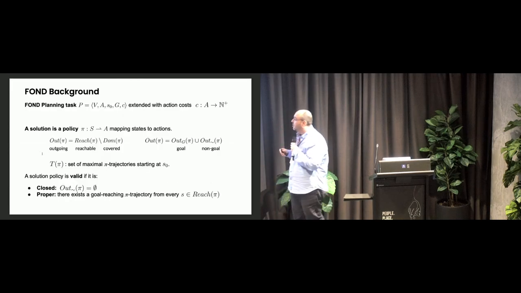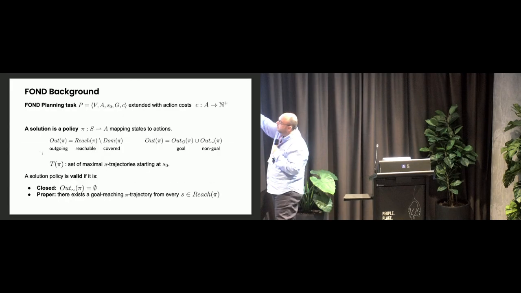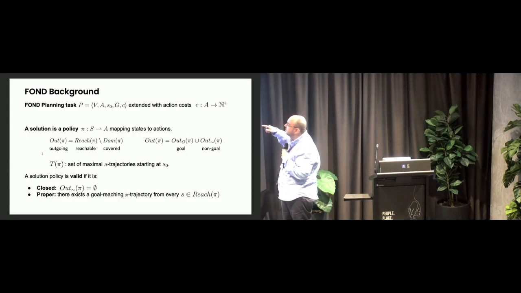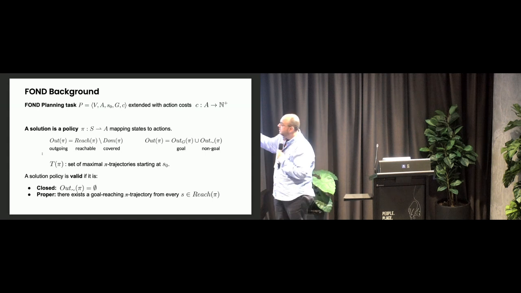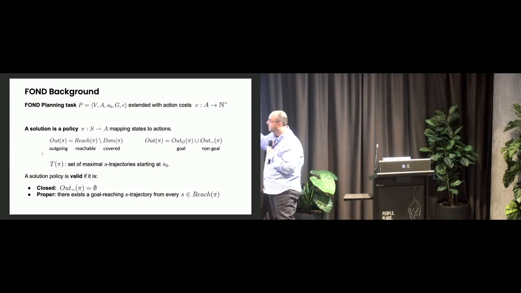Okay, so now for some essential background, we use the general formulation, the typical formulation for the FOND planning task. We have a set of variables, a set of non-deterministic actions, an initial state, and a goal condition. And on top of that, we are also going to have a cost function that assigns to each action a positive cost in the way you do in classical planning. Then we say that a solution is a policy that maps states into actions.